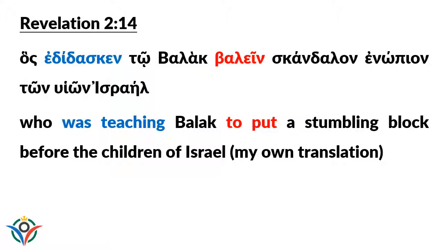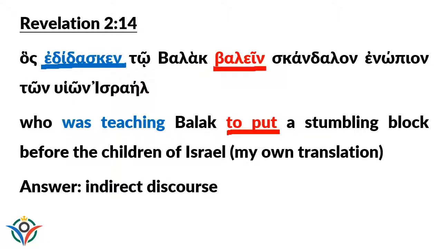So the question again is, how is the infinitive balein, which is translated as to put, being used in this sentence? Well, we have to look at the main verb, edidasken. What type of a verb is that? Well, it's a verb of communication. And anytime you have an infinitive coming after a verb of communication, sensing, or thinking, then that infinitive is usually going to be communicating indirect discourse, which is how it is being used in this verse.